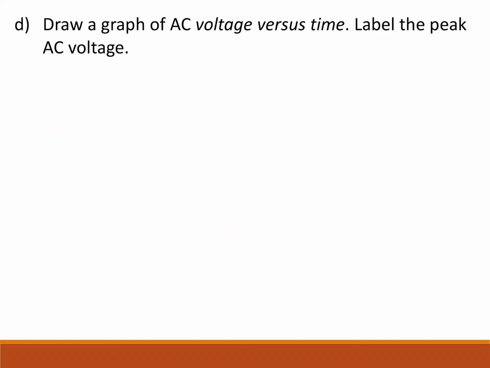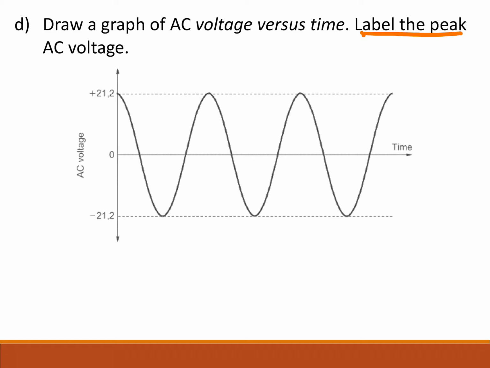Then the last thing they ask you to do is to draw a graph of AC voltage versus time. Label the peak. When they ask you for a label, they want an actual value, and we got the value as plus 21,2, and then the bottom is minus 21,2. Please, they didn't tell you how many cycles to draw, so draw a couple so they can see exactly that you know what's going on.